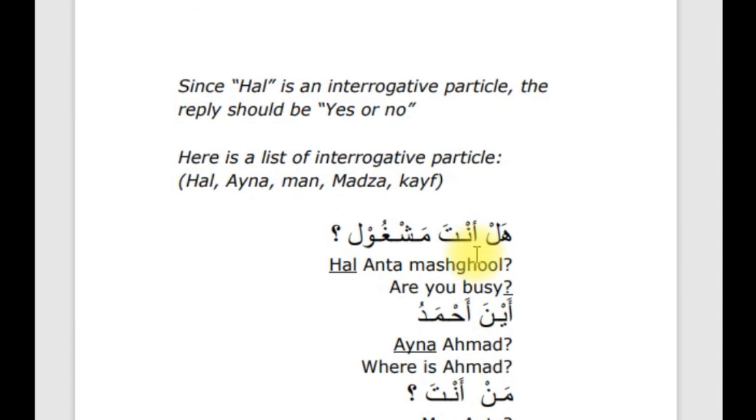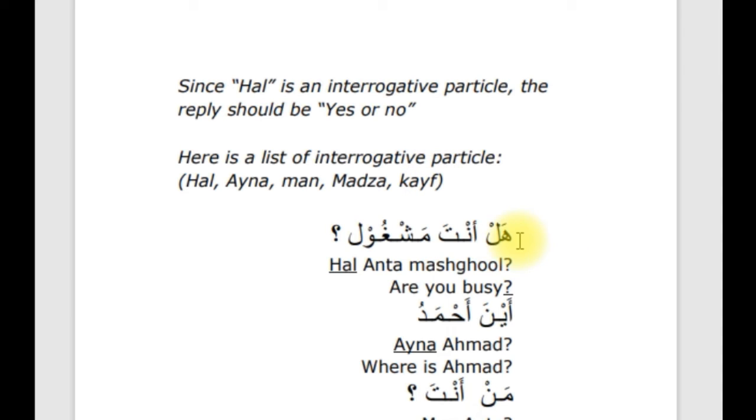Since هل is an interrogative particle, the reply should be yes or no. Here is a list of interrogative particles: هل, أين, من, ماذا, كيف.